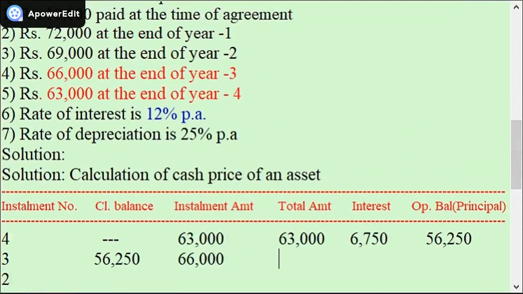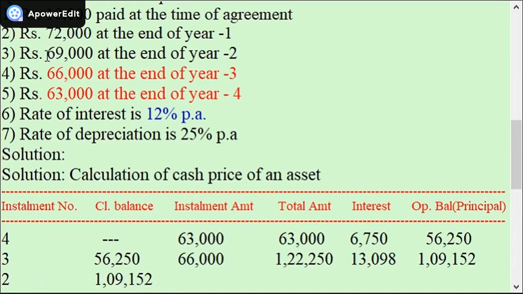The total amount will be 56,250 plus 66,000. It's 1,22,250, in which interest of 12% is included. So you get 13,098. The opening balance is 1,22,250 minus 13,098, that is 1,09,152. This will be the closing balance for second year.